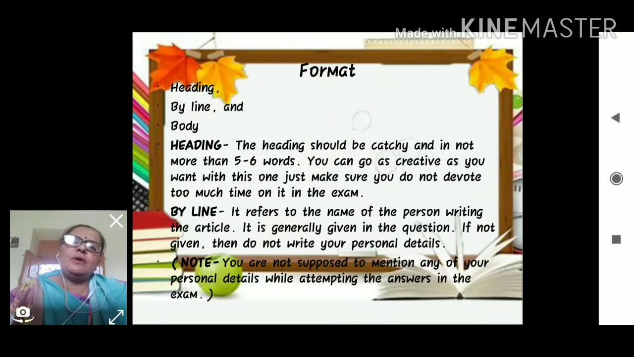Now, what should be the format of your article? First of all, in the article you should have a heading, byline and body. The heading should be catchy. It should be not more than 5 to 6 words. It should be creative so that it may attract the reader's attention. Then comes your byline. Byline means the name of the person who is writing this article. It is generally given in the question, so you don't have to give any of your personal details. Remember that.